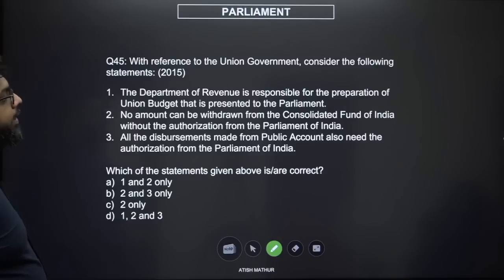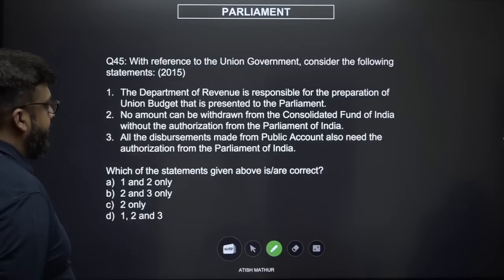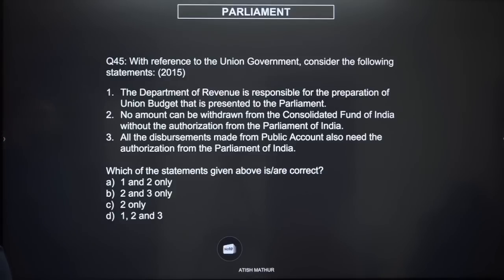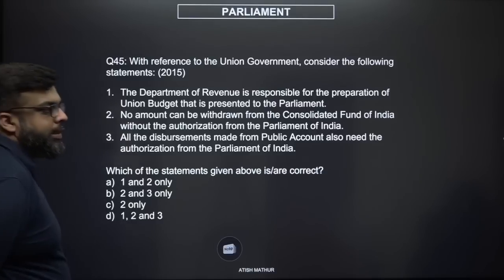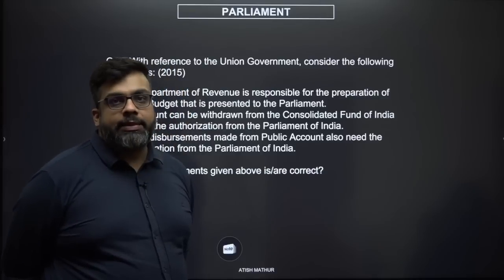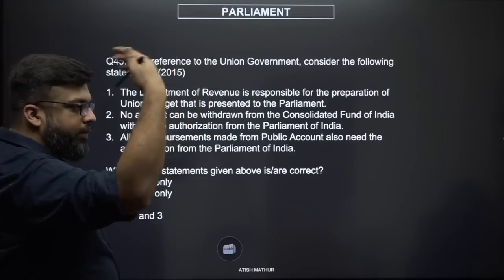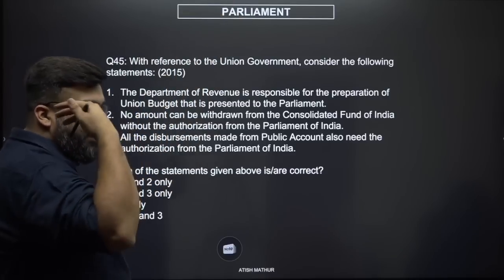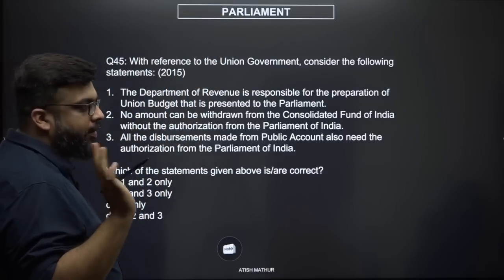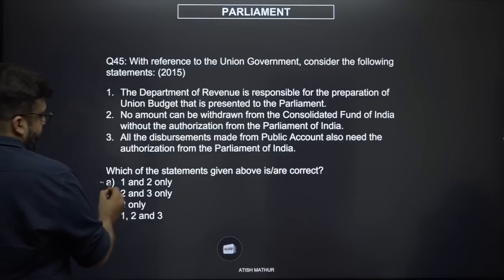The Department of Revenue is responsible for the preparation of the union budget, right? Now, no amount can be withdrawn from the CFI without authorization from the Parliament, and all disbursements also need authorization from the Parliament of India. Okay. Now, budget is usually how you spend money. It's essentially a money spending exercise. So would you not have the Department of Expenditure? Definitely not the Department of Revenue, maybe some other department, but definitely not the Department of Revenue. So the first option is incorrect. So anything which has the first goes wrong.